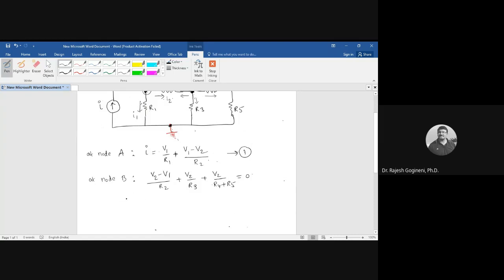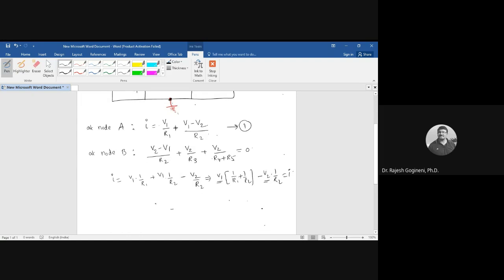So now we can simplify this as I is equal to V1 into 1 by R1 plus V1 into 1 by R2 minus V2 by R2, first equation. So that means in terms of V1, we will get 1 by R1 plus 1 by R2, minus V2 into 1 by R2, is equal to I. So two unknowns, two node voltages, V1 and V2. In terms of V1 and V2, we have written the first equation.